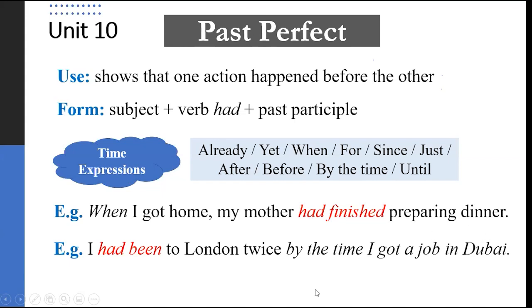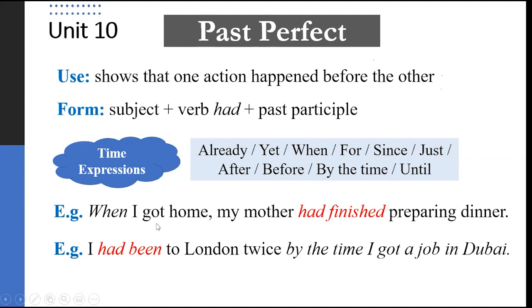عندي حدثين. من يقول لي أي حدث صار أول؟ إن أنا وصلت البيت ولا أمي خلصت تجهيز العشاء؟ Which one? Yes, your hand is raised. أول شيء أمي خلصت. صح، excellent. إيه أمي خلصت وبعدين أنا وصلت البيت. فعشان أمي خلصت هو الحدث الأول فنحط له had. فيصير had finished. أوكي، فالحدث الأول هو اللي لازم أستخدم فيه had.